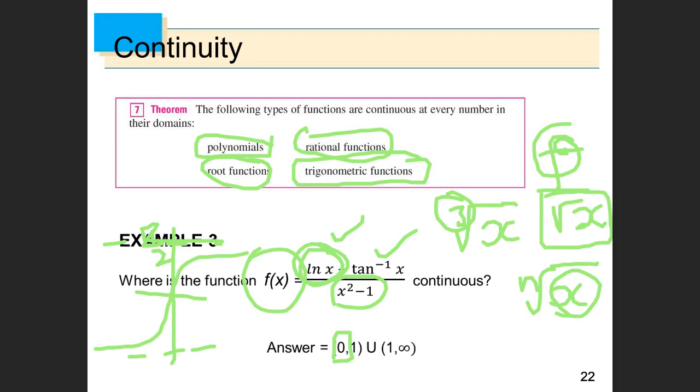Notice this is defined for any x value, right? You can see it's valid for any x value. So the domain for the tan inverse function is fine, it's valid everywhere. The ln function, you have a problem because x needs to be greater than 0. And at the bottom here, x cannot be 1 or minus 1. So if you take the intersection of these intervals, it will be from 0 to 1, union from 1 to infinity.